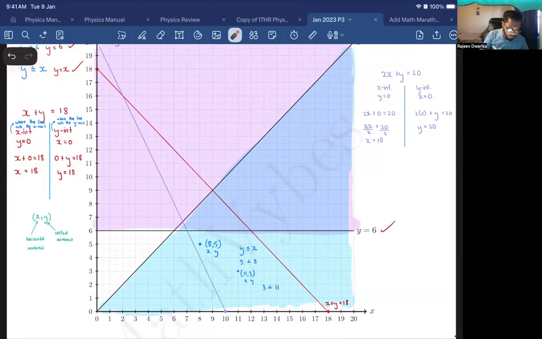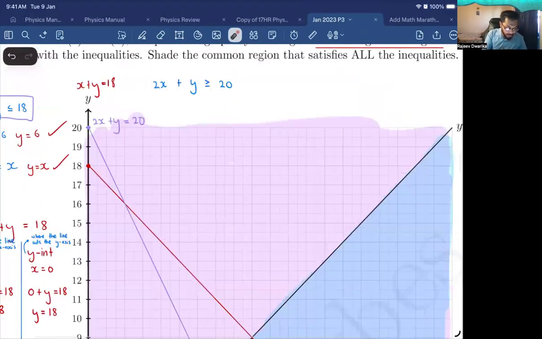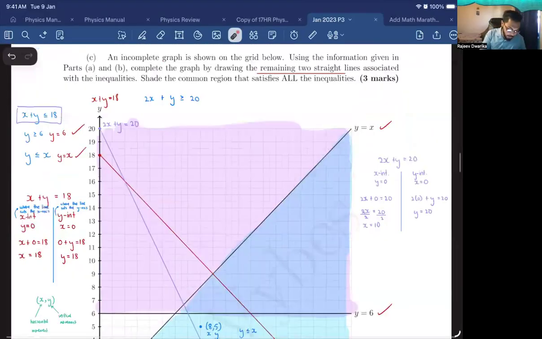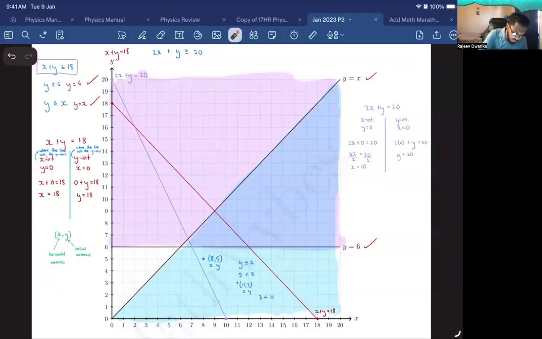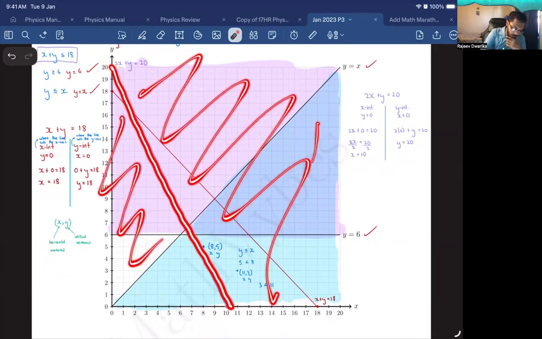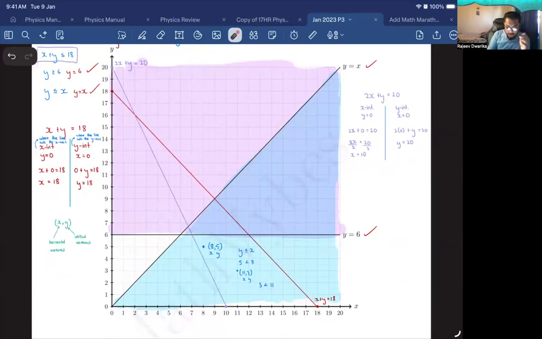Yes, sir. All right. The next inequality now: 2x plus y equals 20, and the inequality for that is more than or equal to 20. So let's pick a test point. If this is my line, where do you think I should shade? We're going to test it. Do you think I should shade region 1 or region 2? Region 1. I think we should shade region 1 as well, but let's verify that.